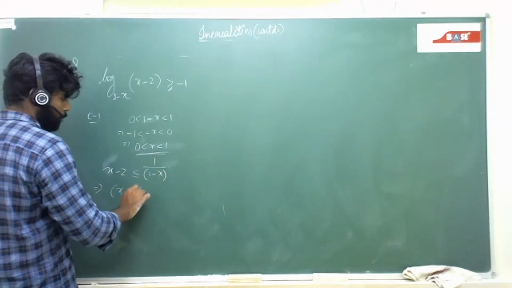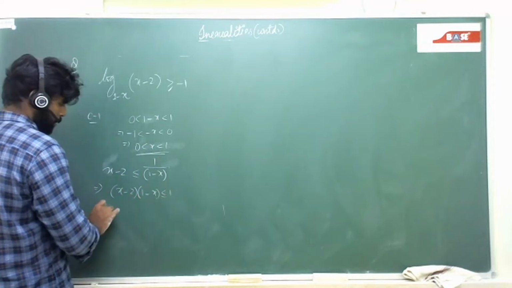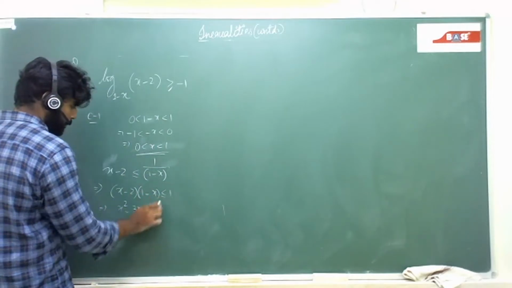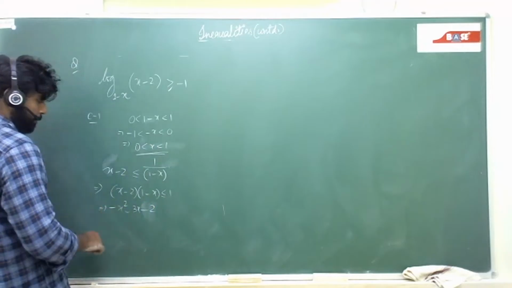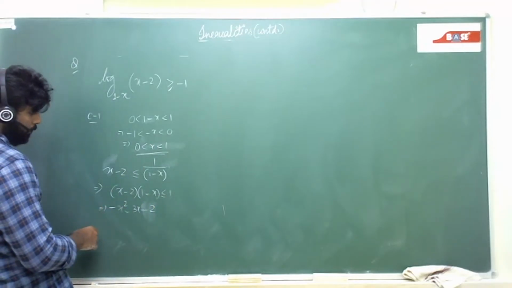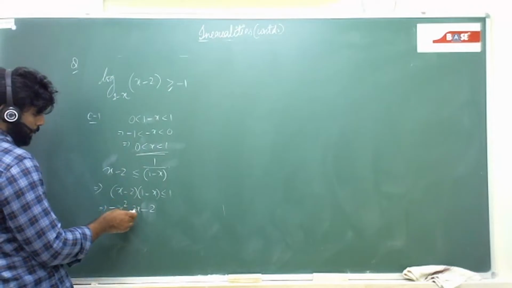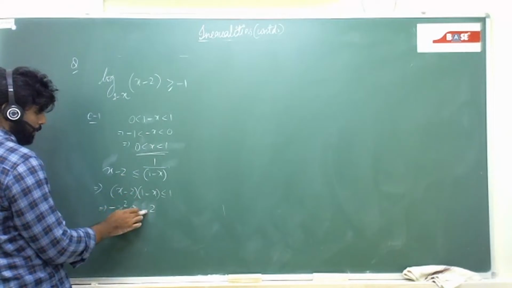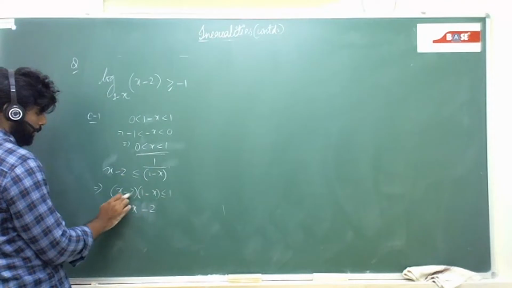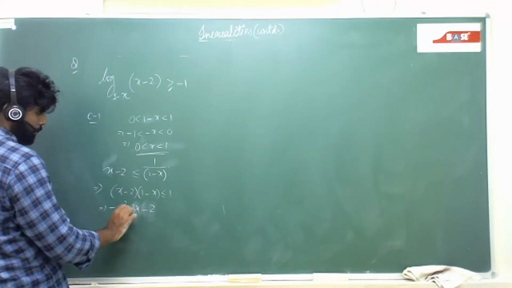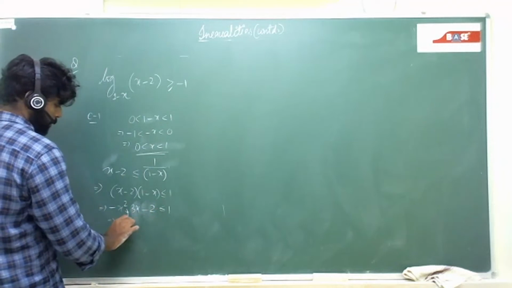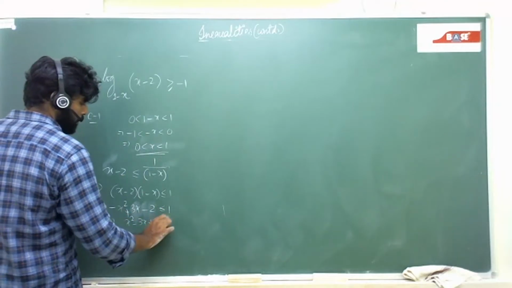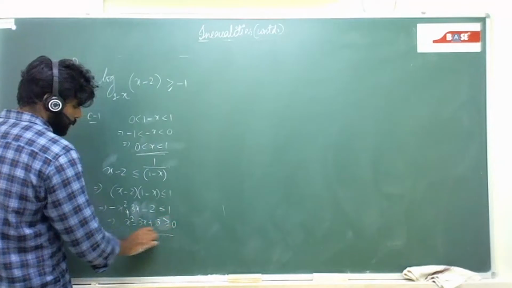Cross multiply. X minus 2 into 1 minus x is less than equals to 1. So x square minus 3x plus 2, or minus 2, minus x square, minus x, minus 2 plus 2x and x. 3x is correct. Less than equals to 1. So x square minus 3x plus 2 more than equals to minus 1. So plus 3 is more than equals to 0.